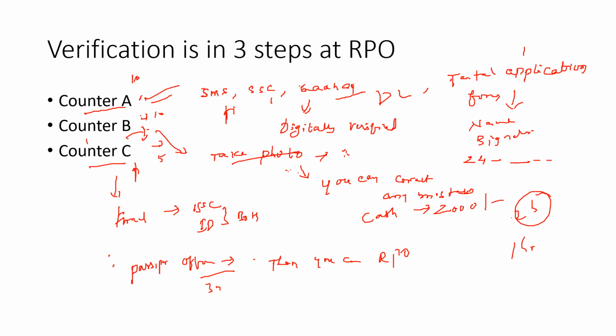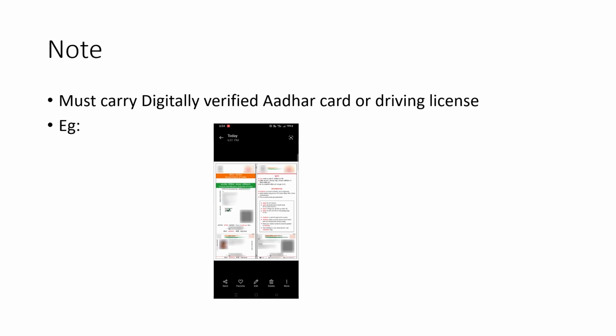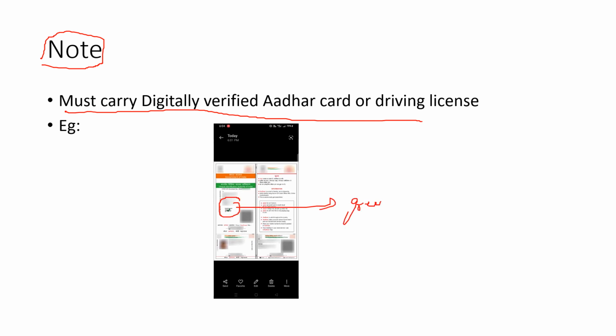Now let us move to the next slide. This is what I mentioned as a note. Actually, there is one more note I will tell you. I told you, you must carry a digitally verified Aadhaar card or driving license. If it is a full card, a green tick should be there. If you do not have a green tick on your Aadhaar card, you can get it from the UIDAI Aadhaar website. From that website, you can get the digitally verified, full Aadhaar card.